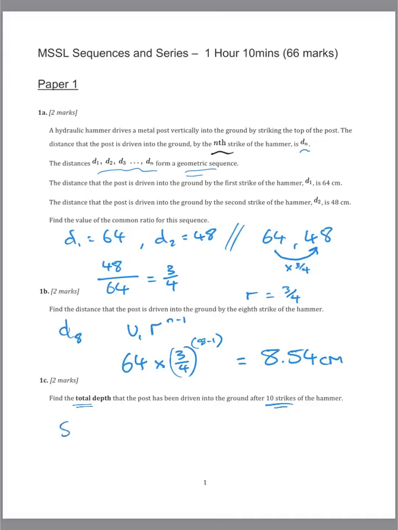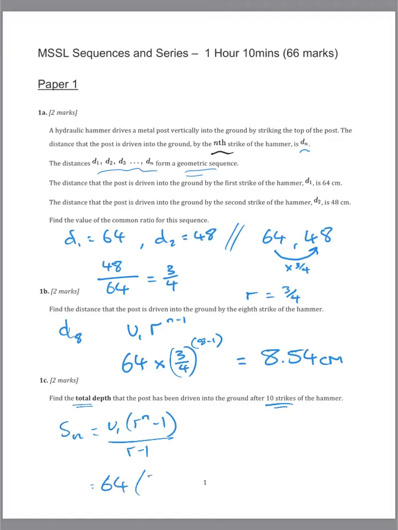Sn equals U1 times (r to the n minus 1) over r minus 1. And that's just the first one of the two options. You may have chosen the other one. U1, therefore, is going to be 64 again.